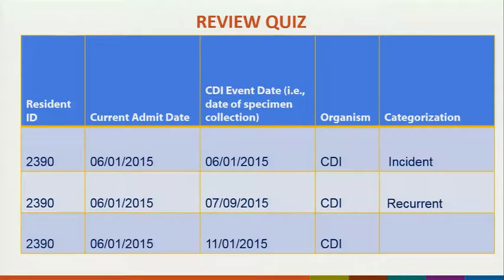Our next example, we have another CDI lab ID test for this event in November. So would this be an incident or a recurrent event? Who says incident? Recurrent? So this would be an incident event because it occurred greater than 8 weeks after the last CDI lab ID event on July the 9th.